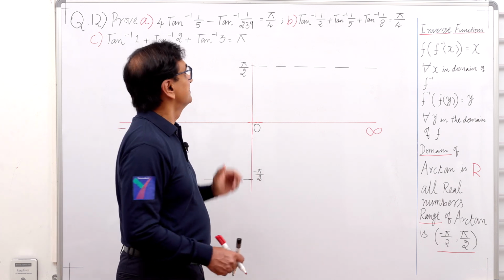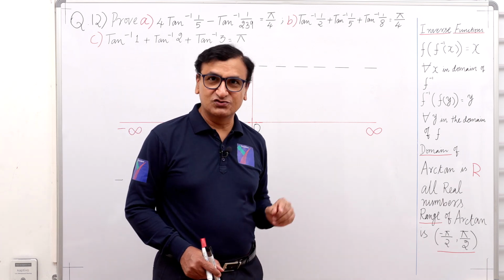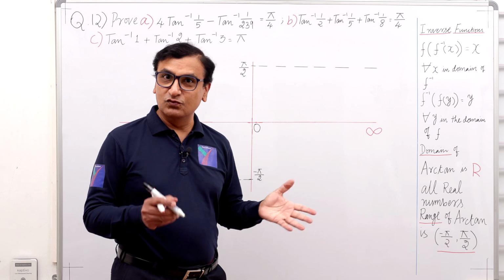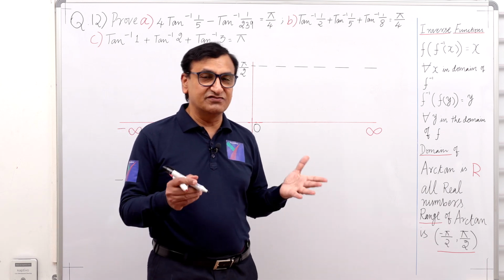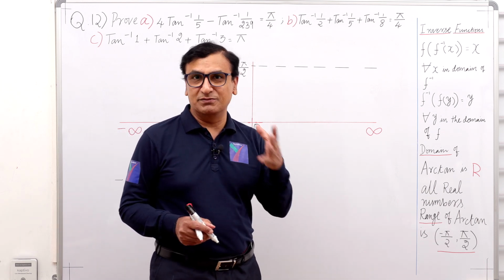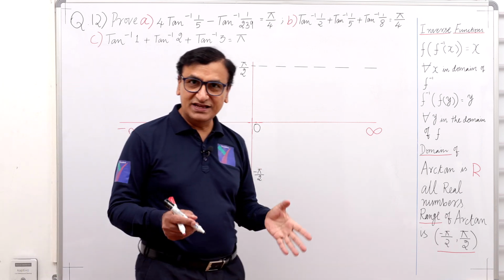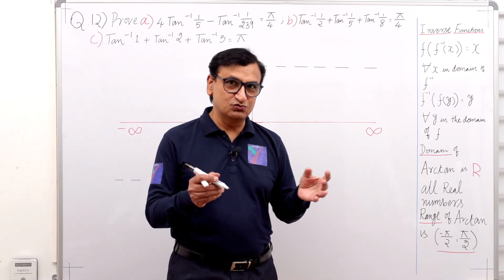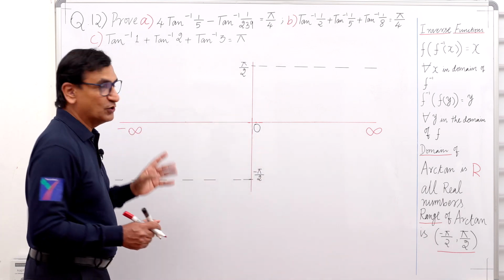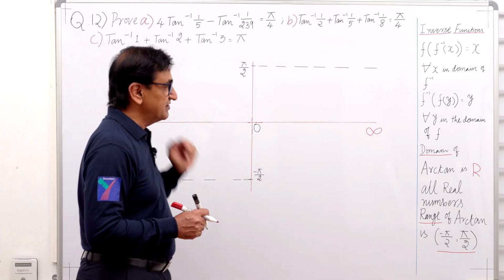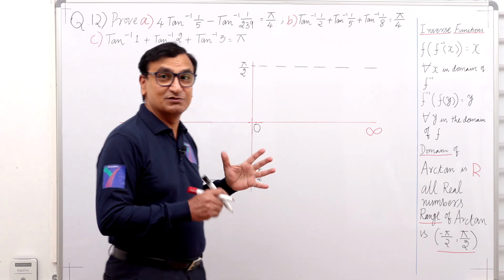Question number B. Tan inverse of 1 by 2 plus tan inverse of 1 by 5 plus tan inverse of 1 by 8 equals pi by 4. Then question number C. Tan inverse of 1 plus tan inverse of 2 plus tan inverse of 3 equals pi. So these three are the questions which we have to solve or rather prove.